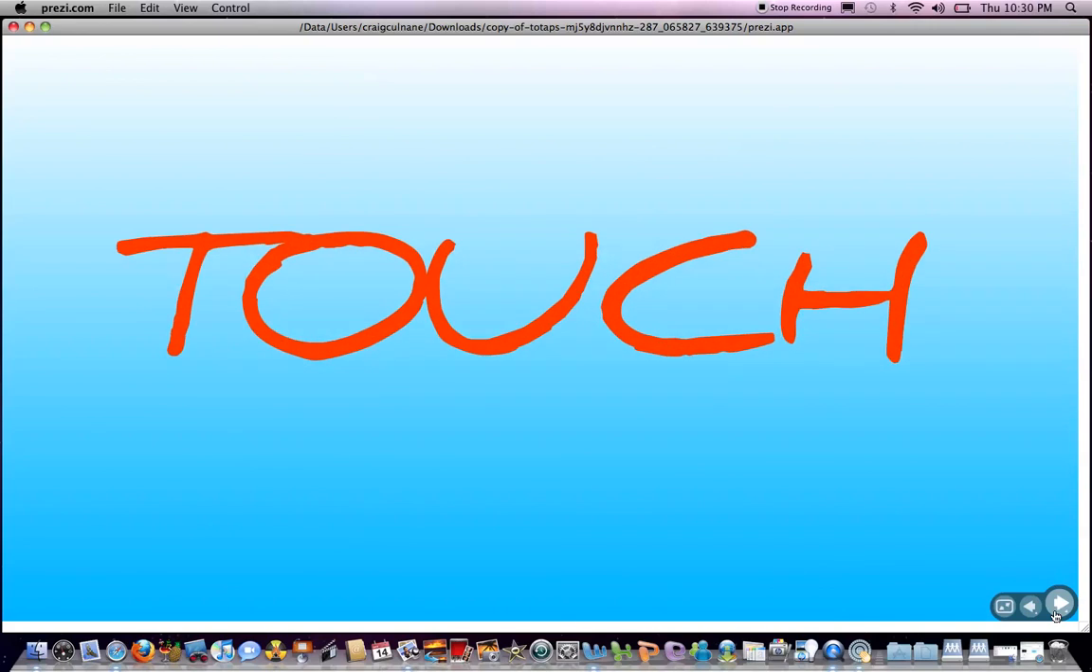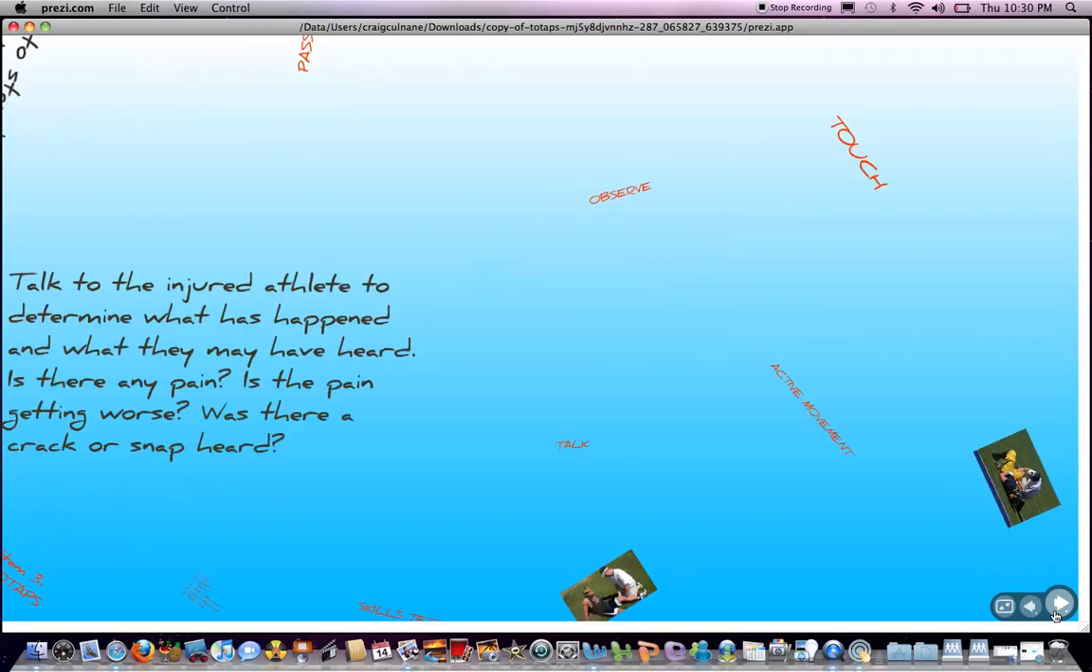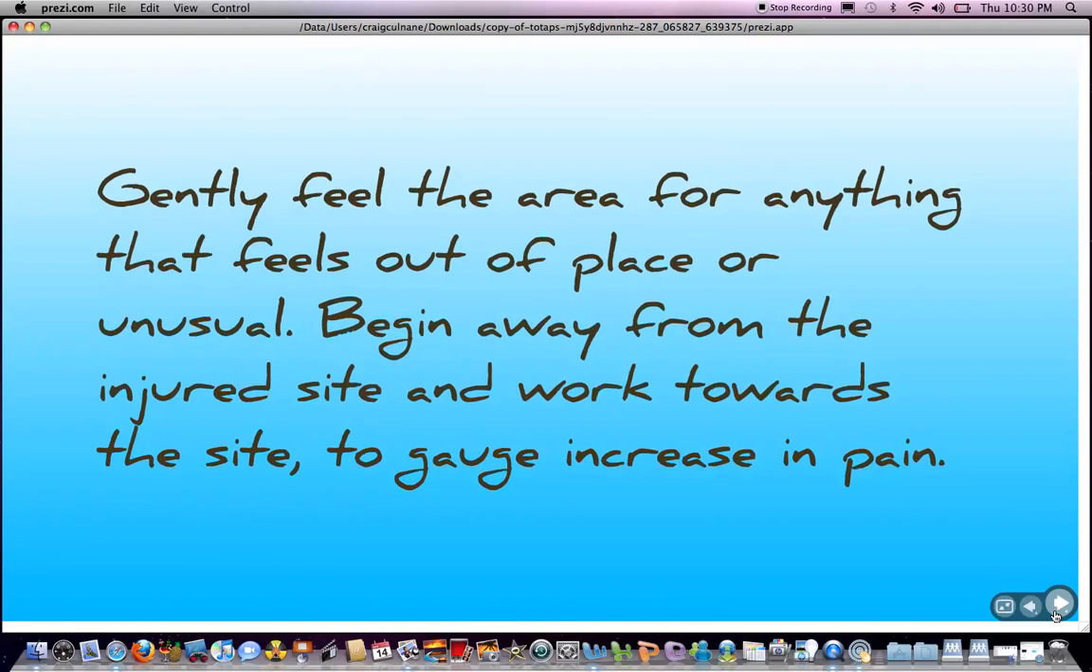The next T stands for touch. Gently feel the area for anything that feels out of place or is unusual. Begin away from the injured site and work towards the site to gauge an increase in pain for the injured player.